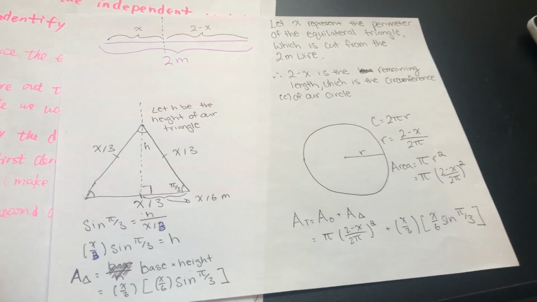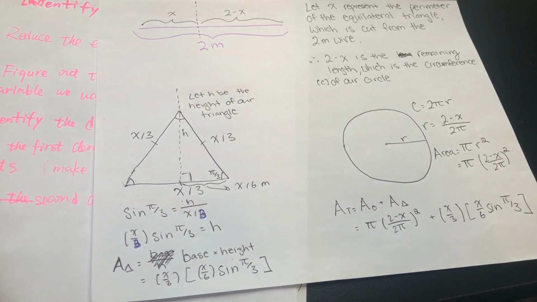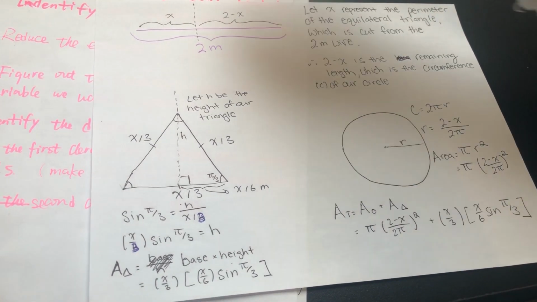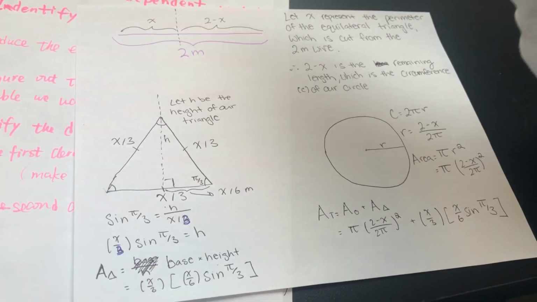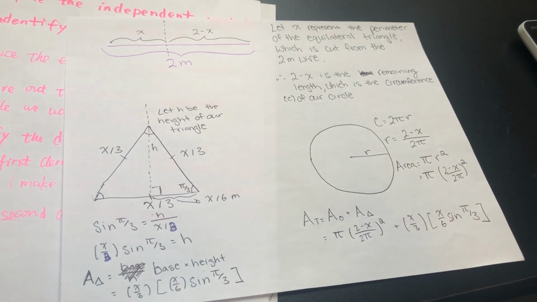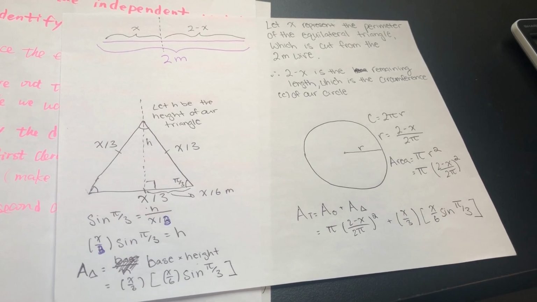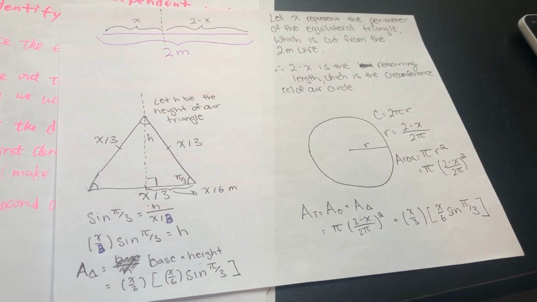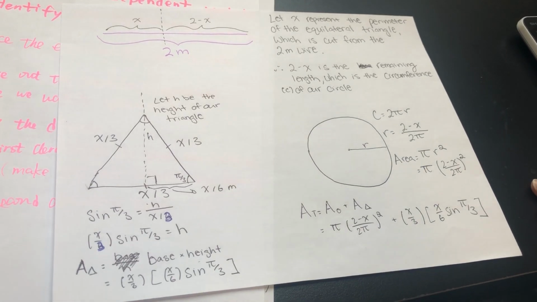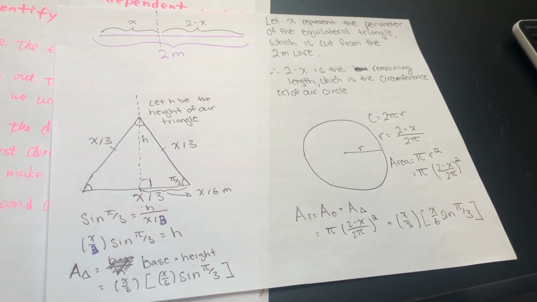Thank you for that wonderful introduction, Tim. Now, if we pay attention to the diagram that we've drawn out here, think of the purple line as our wire. If you cut it, we get an x length of wire, and the leftover length will be 2 minus x meters. So in this case, let x represent the perimeter of our equilateral triangle, which is cut from the 2 meter wire, and let 2 minus x, the remaining length, be the circumference of our circle.